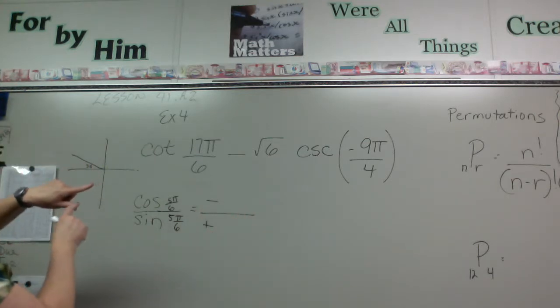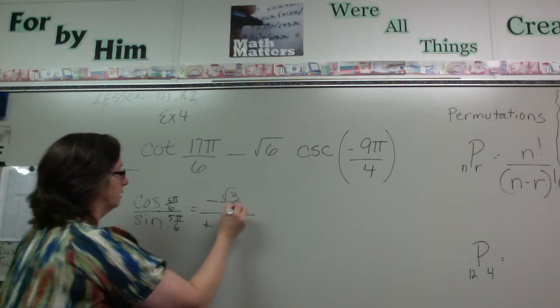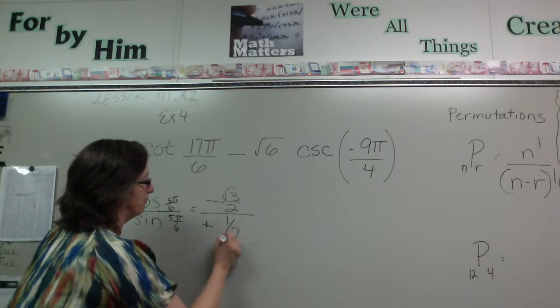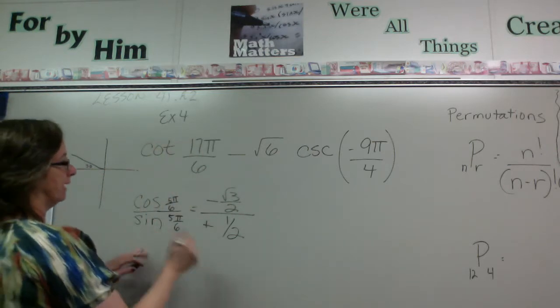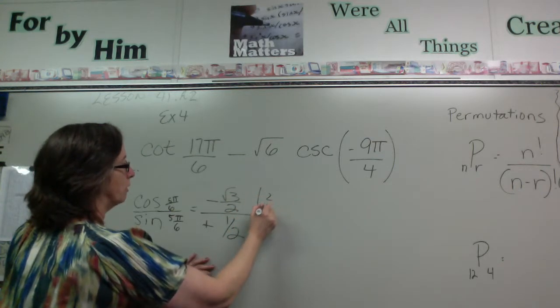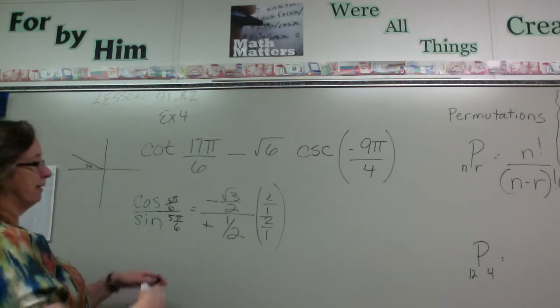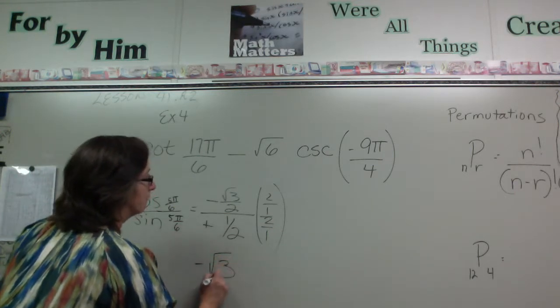All right, so here's my 30 degrees. The cosine is the long one, so it's going to be square root of 3 over 2. The sine is the short one, so it's going to be 1/2 on our unit circle. And that's going to evaluate this one right here. So we're still going to simplify that by multiplying by 2 over 1, 2 over 1, same thing on the top and the bottom. That's going to clear out our fractions, and we're going to get a negative square root of 3.